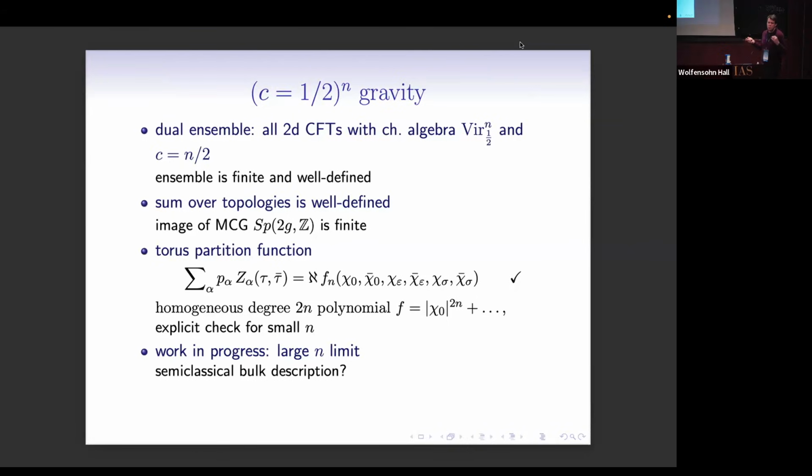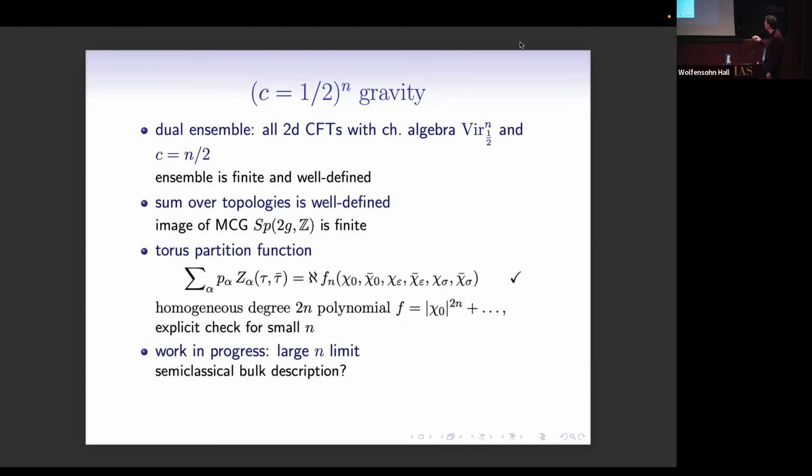These CFTs are not sparse in the conventional sense because the vacuum character of Ising has a lot of states. So you do not expect this ensemble to be dual to some gravity with some fields. If you have matter fields in the bulk, there should be order C of those fields, so there should be back-reaction on the geometry. But you can do calculations explicitly, and you can average over the mapping class group at infinite genus.